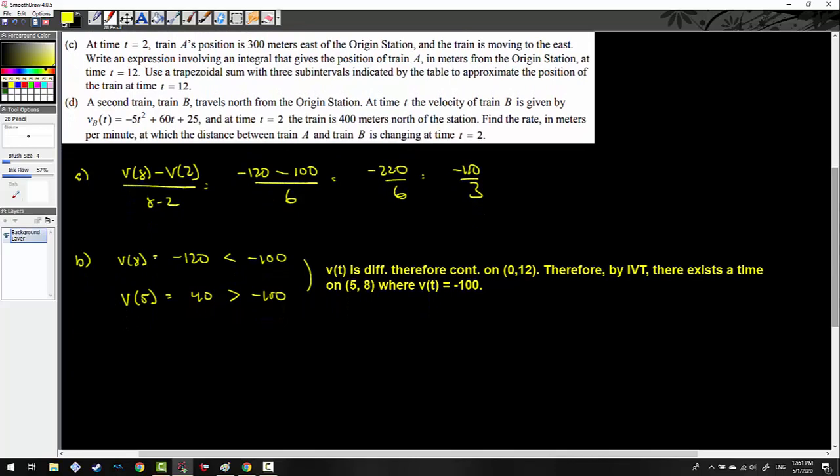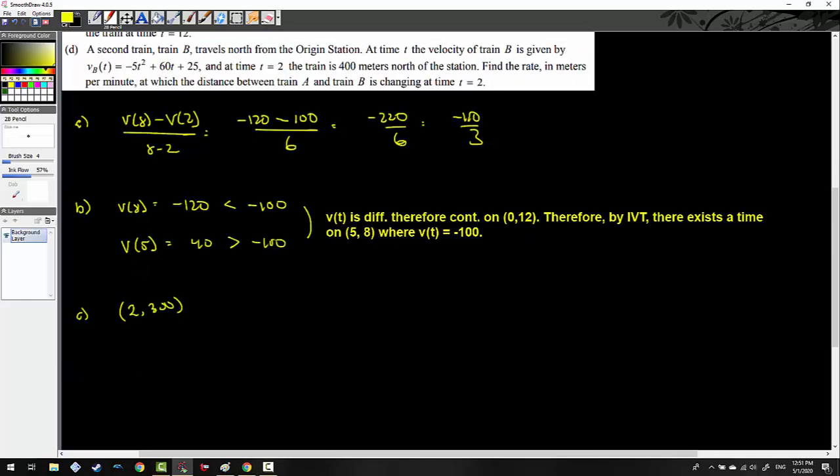Part C, it says at time equals 2, train A's position is 300 meters east of origin station. What they're giving me is an anchor, 2, 300. It says the train is moving to the east. Write an expression involving an integral that gives the position of train A in meters from the origin station at time equals 12. So from here, if I integrate, I'm trying to find out the location at time equals 12, so I'll end my limits of integration at 12.